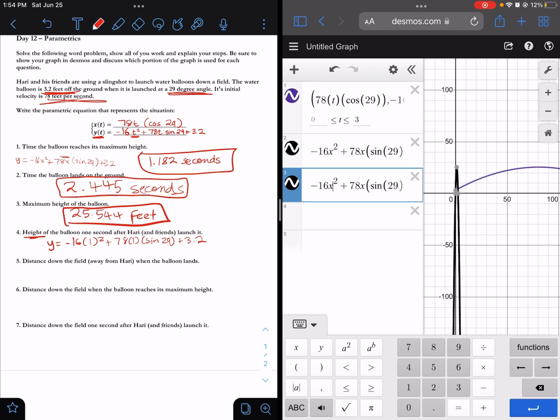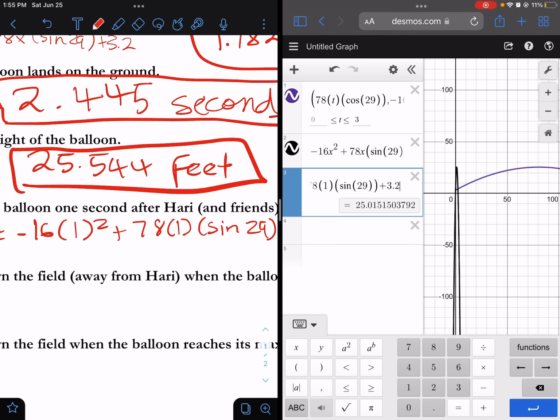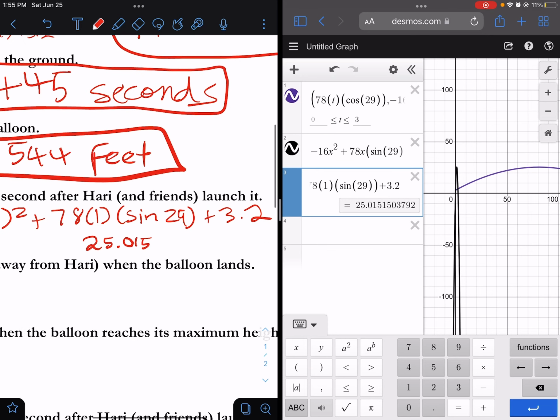So we have that. And just replace every x with a 1 because it's 1 second after, and the x represents our time. So 1 parentheses, and then we put in a 1. There we go. That is the height, 1 second after Harry and friends launch it down the field. So the height will be 25 point, let's go to the thousandths place, feet.